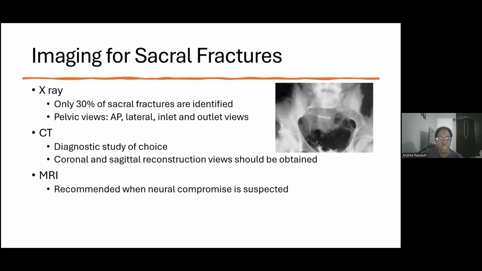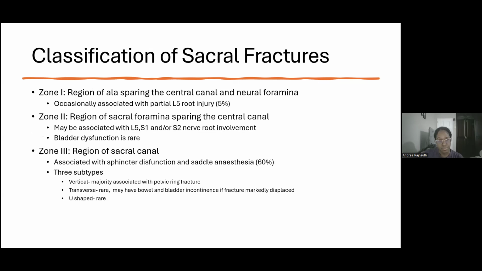Right? So the imaging you can do to detect a sacral fracture. For X-ray, only 30% of sacral fractures are identified, and the recommended views are the pelvic views, which are AP, lateral, inlet and outlet. CT is the diagnostic study of choice, and MRI is recommended if there's neural compromise suspected.